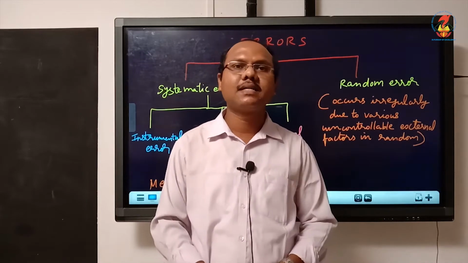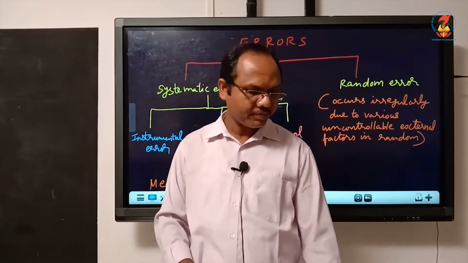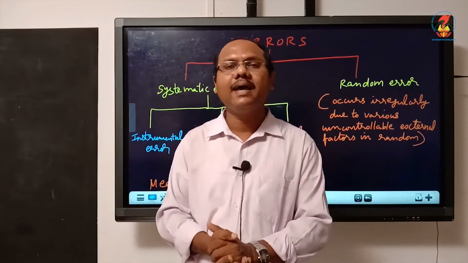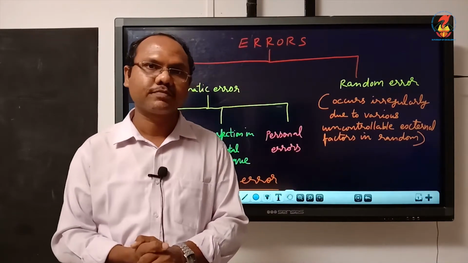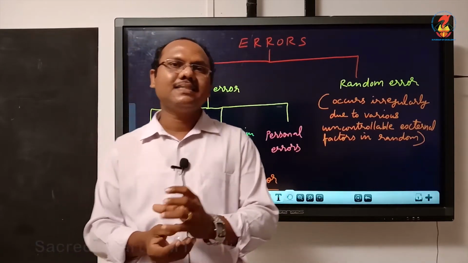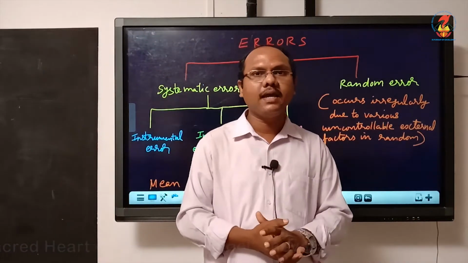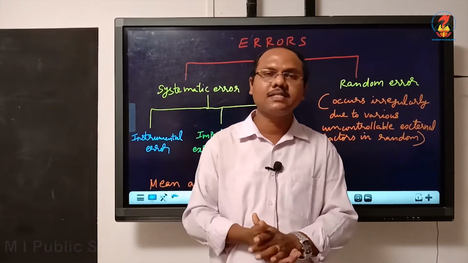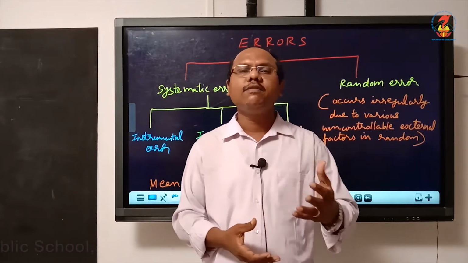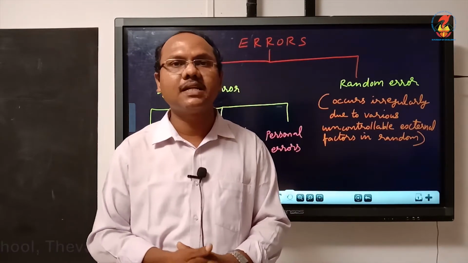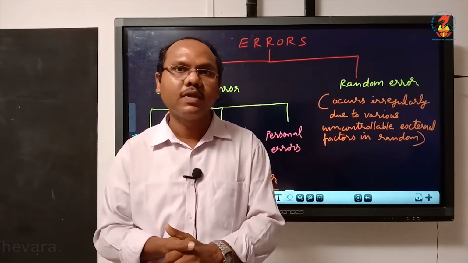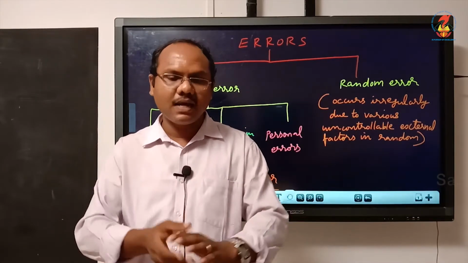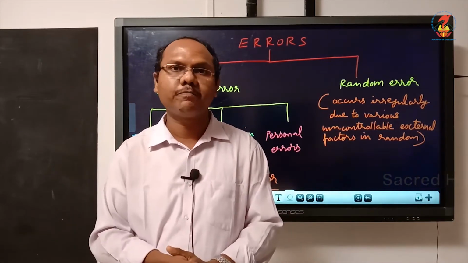Today's topic is regarding errors. What is meant by error in a measurement? It is an uncertainty in the measured value by humans using various devices. See, for example, I want to measure the length of a book. I am giving you a meter scale and ask you to measure the length of a book.